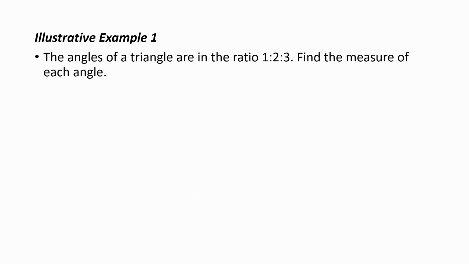Now at this time, let us apply what we've learned in solving for ratio. Okay, we have here illustrative example number 1. The angles of a triangle are in the ratio of 1 is to 2 is to 3. Find the measure of each angle. So how are we going to solve this one?